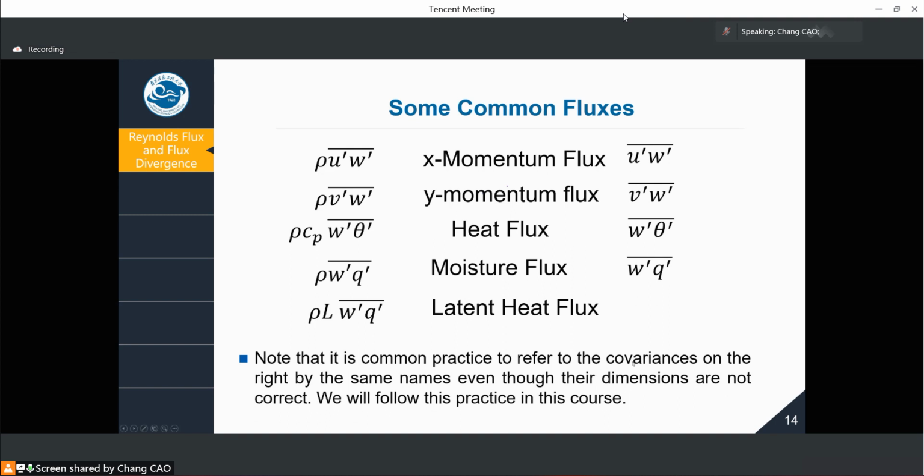So please remember that. But if you need to take it into calculation, you should add them together, because that can make your dimensions right. But for simplification, usually we will use this simplified covariance format to represent momentum flux, heat flux, and moisture flux. Okay, so can you understand this? If you do not have questions, we will continue.